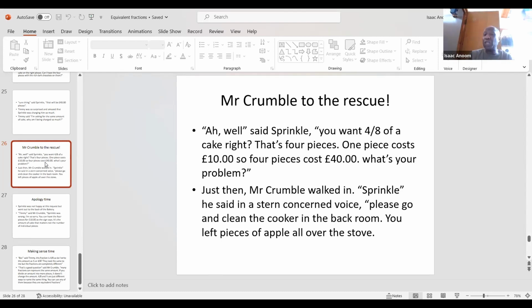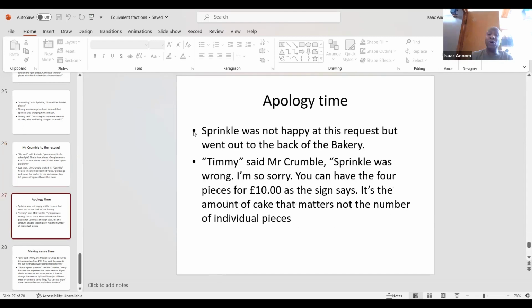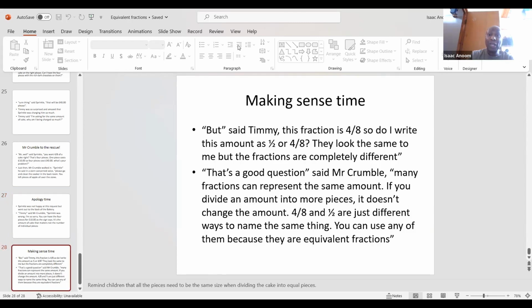Sprinkle, he said in a stern, concerned voice, please go and clean the cooker in the back room. You've left pieces of apple all over the stove. Sprinkle was not happy at this request, but went out to the back of the bakery. Timmy, said Mr. Crumble, Sprinkle was wrong. I am so sorry. You can have the 4 pieces for £10, as the sign says. It's the amount of cake that matters, not the number of individual pieces.